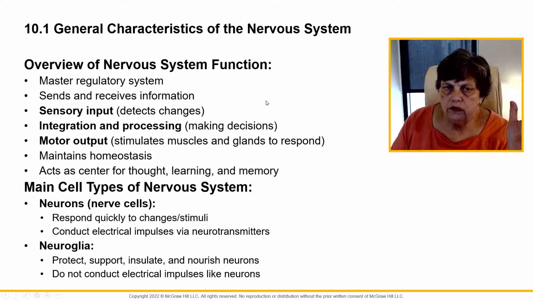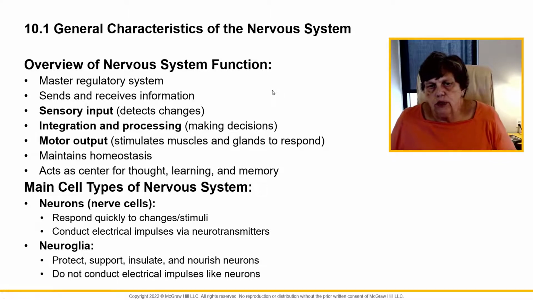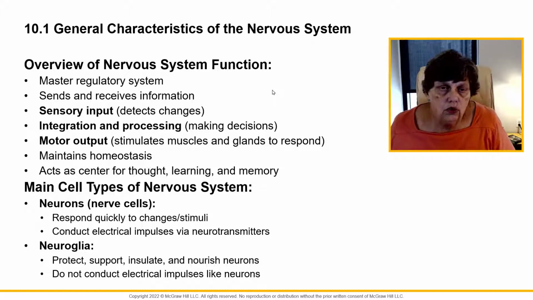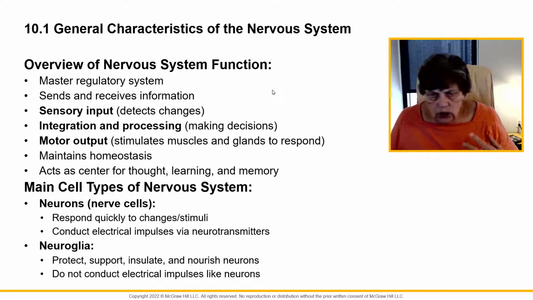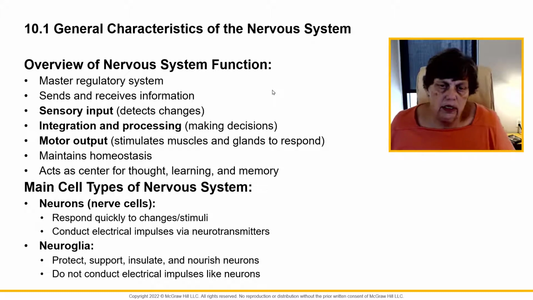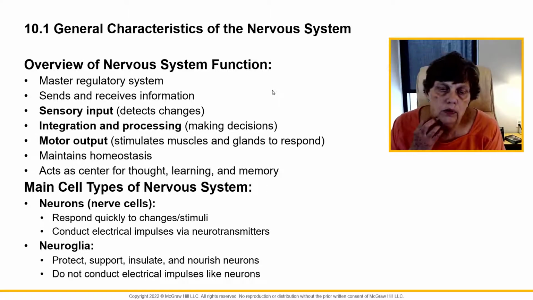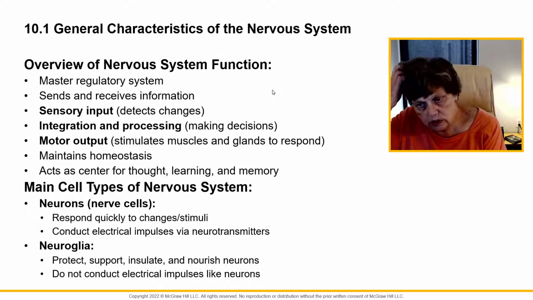General characteristics of the nervous system. This is basically a master regulatory system. We're going to talk about the brain, and I mean that's our control. We're going to send and receive information, sensory input. We're going to integrate and process this, make decisions about what goes on, and then we're going to decide whether we've got to do something about it. And if we decide we've got to do something about it, and we've got to move something, or we're going to change something, there's going to be motor output, and that's how we maintain homeostasis.